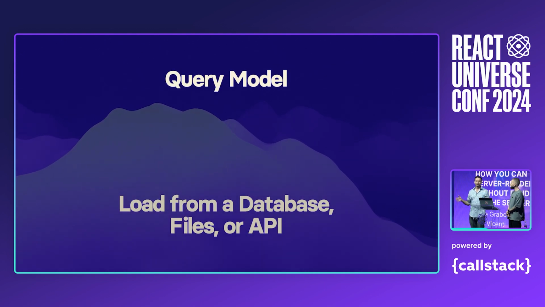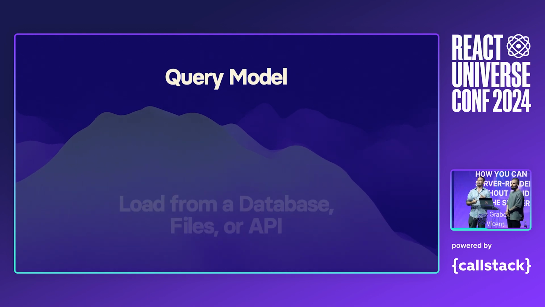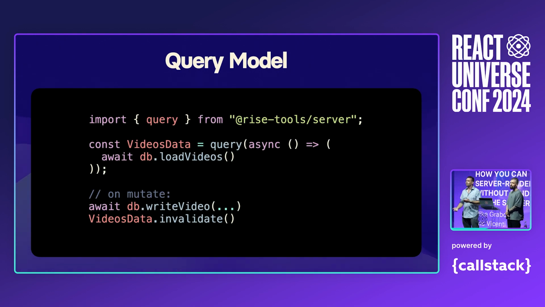First off, we have the query model. And that allows you to define an asynchronous function that's going to allow you to access some data from a database, file system, or an external API. And whenever you update the source, you can invalidate the model. And the query function will run again.